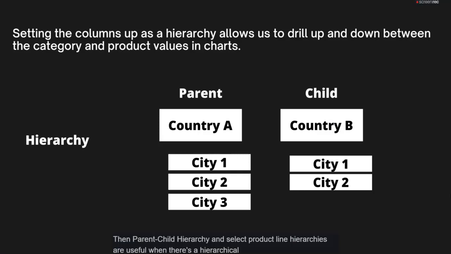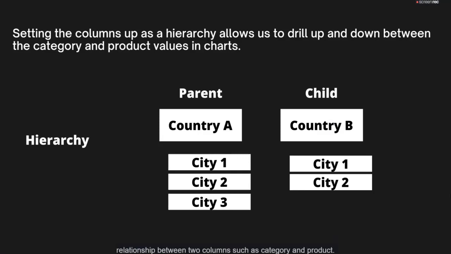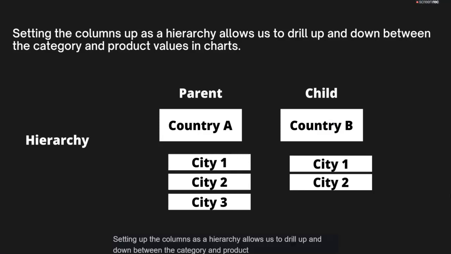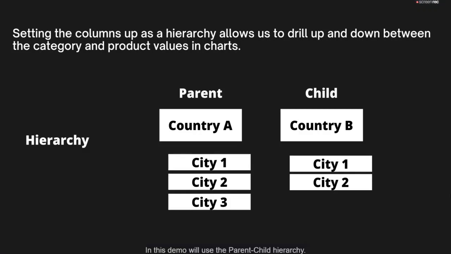Hierarchies are useful when there's a hierarchical relationship between two columns such as category and product. Setting up the columns as a hierarchy allows us to drill up and down between the category and product values in charts. If hierarchical dimensions are included in a chart, you can drill up or down through dimensions to explore the data at different levels. In this demo, we'll use the parent-child hierarchy.